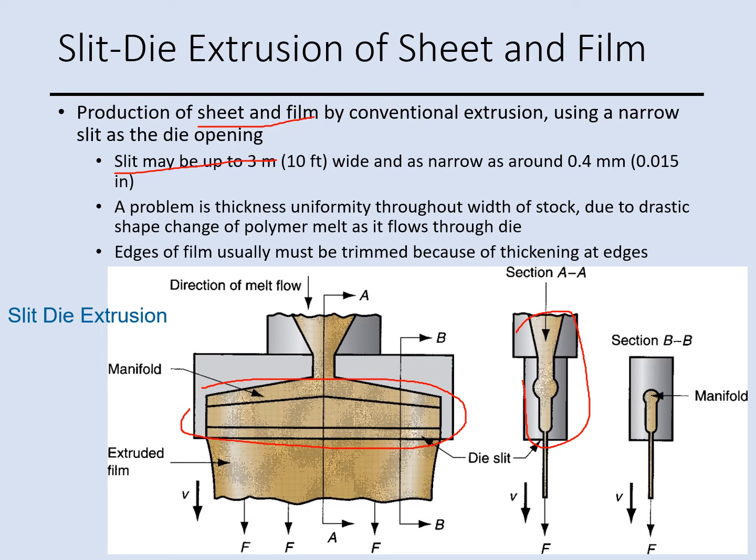And there is one problem in this process. It's the uniformity throughout the width of the stock, because there is a drastic shape change of the polymer melt. It becomes one concern. Normally they trim the edges, this area, once the part is made, because that area is a little thicker compared with the inside of the product or the sheet.